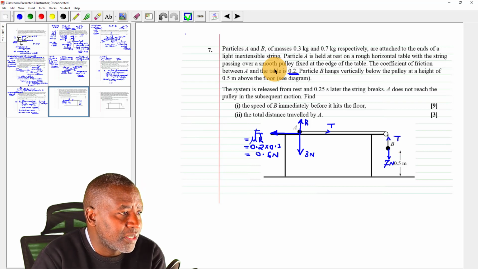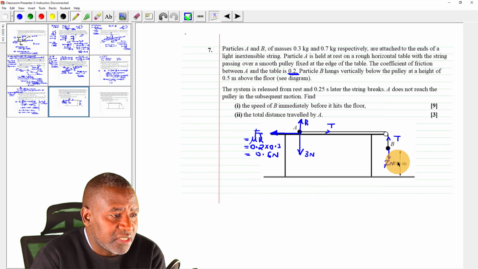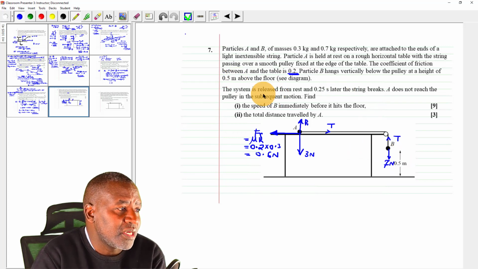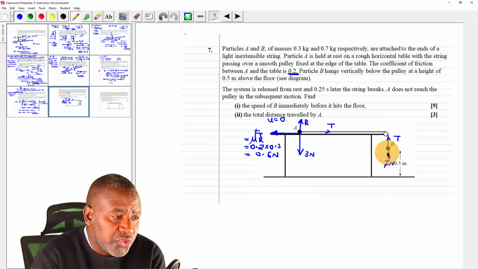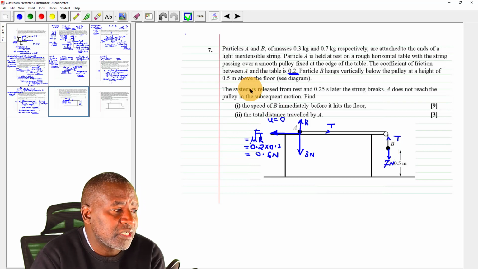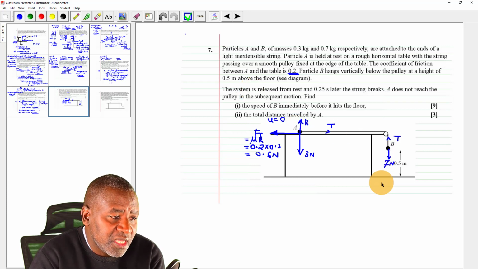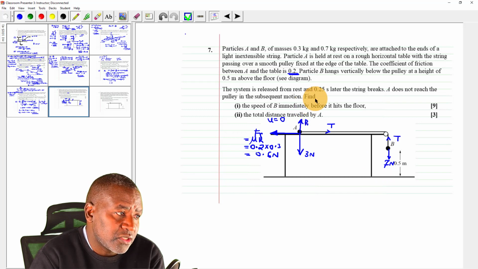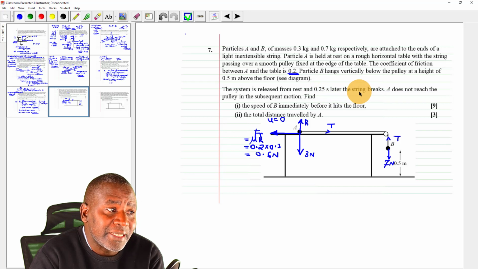What else is given? This distance is given over there, and you're told that the system is released from rest. That means u is 0. So u is 0 for this particle. U is also 0 for this particle. So whatever speed this one gains is equal to the speed that this one gains, so long as they are attached to the same string, which they are, until the string breaks after 0.25 seconds.